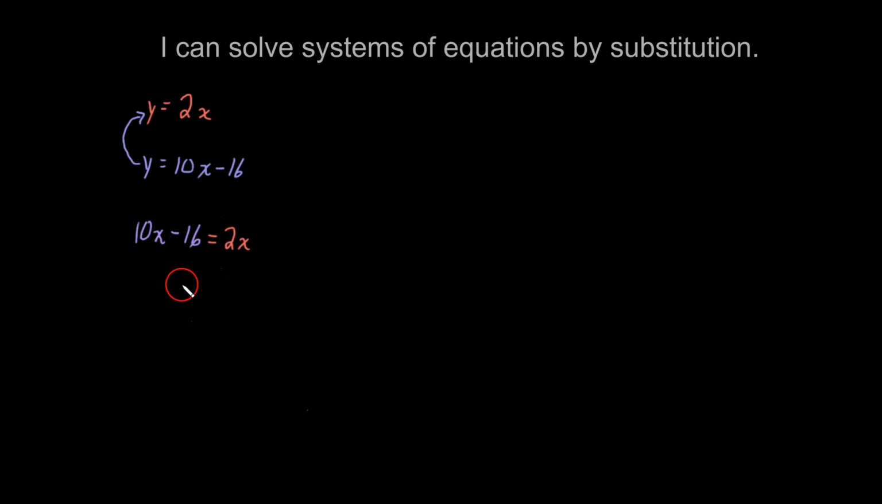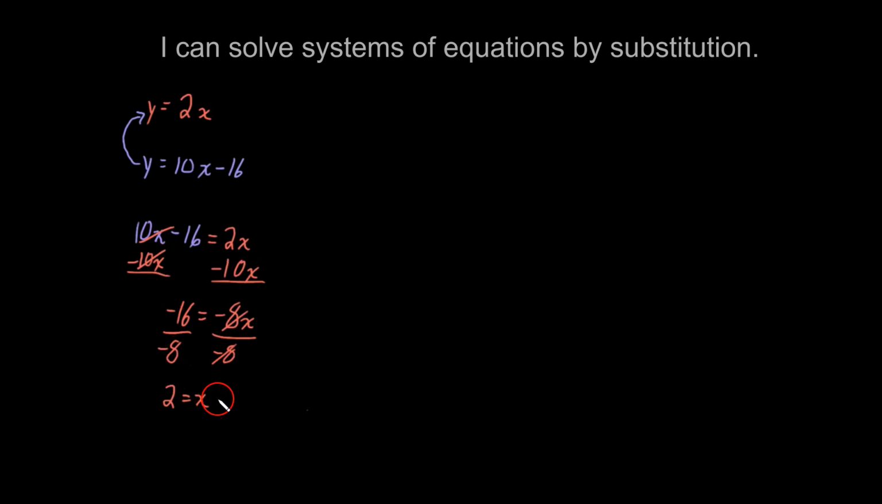And from here now we've just got an equation that we need to solve, okay? So what we can do is let's get rid of our variables over here, so we could subtract 10x. Those cancel each other out and subtract 10x. So we get negative 16 is equal to negative 8x. And divide by negative 8, and divide by negative 8, which would give us the answer of 2 is equal to x, or x is equal to 2.